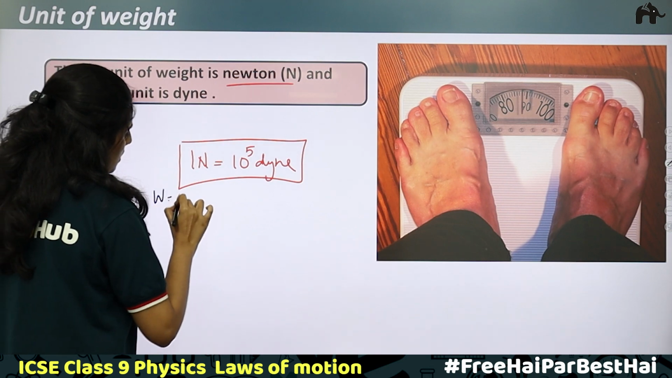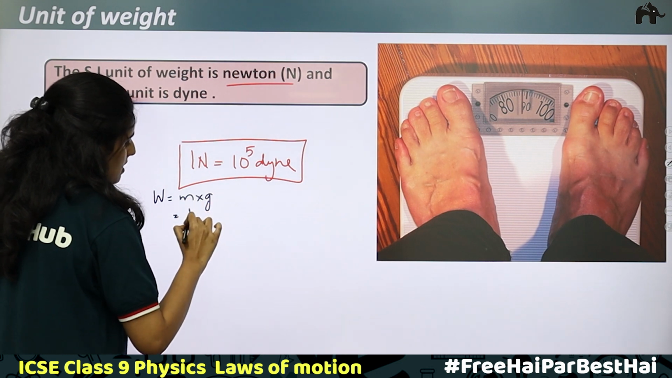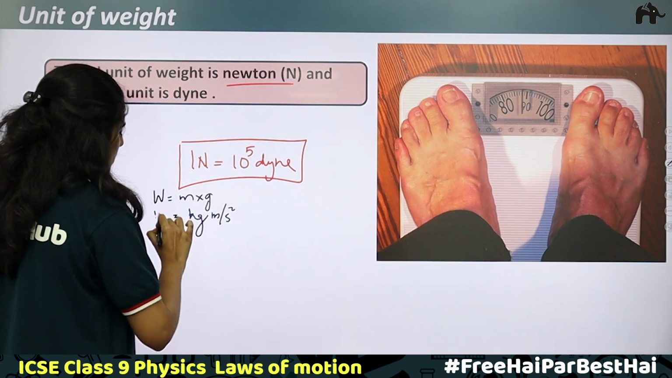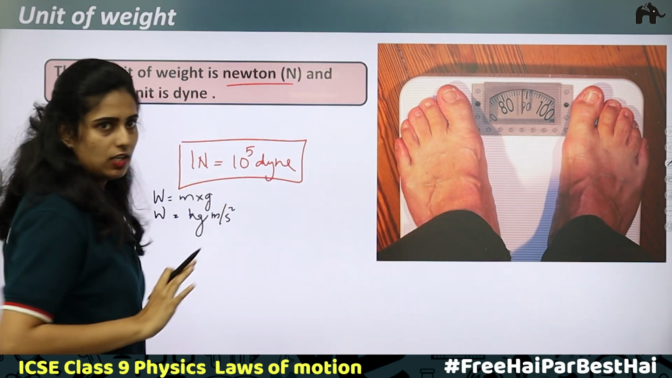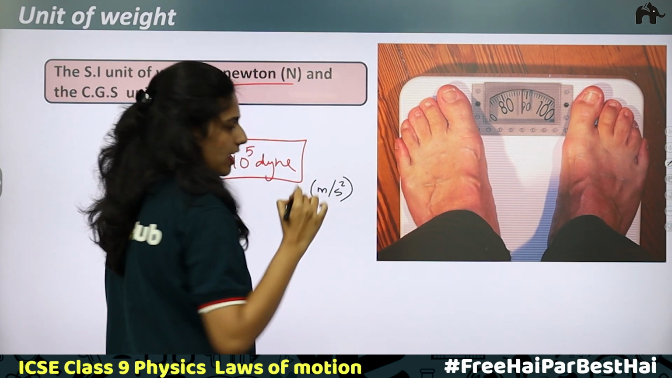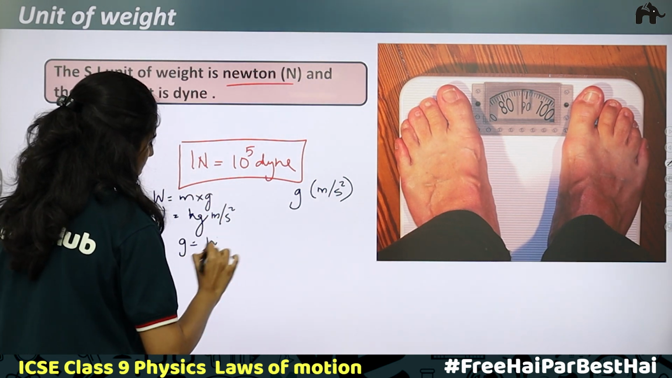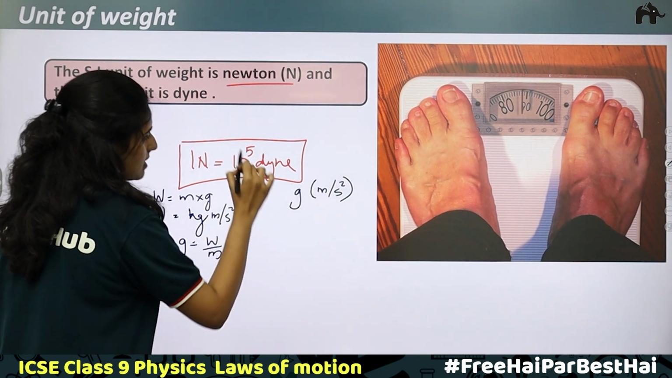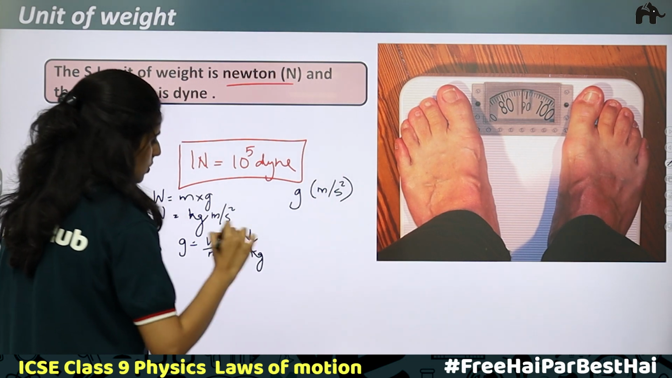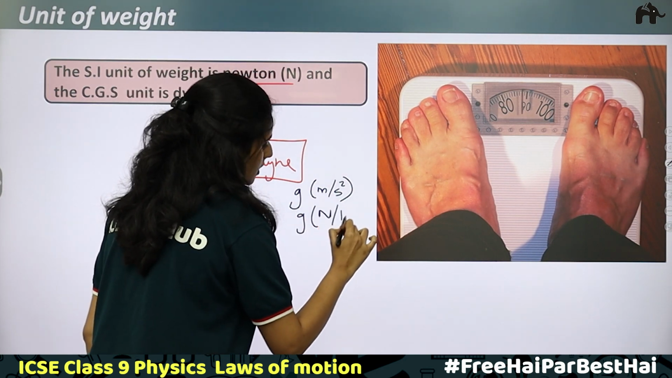So now we have the relation between weight and mass. Weight is equal to mass into acceleration due to gravity. The unit of mass is kilogram and the unit of acceleration due to gravity is meter per second square, so weight is kilogram meter per second square. One unit of acceleration due to gravity is meter per second square. There is another unit for it. We have g equal to weight divided by mass. The unit of weight is Newton and the unit of mass is kilogram. Therefore, the second unit of acceleration due to gravity is Newton per kilogram.